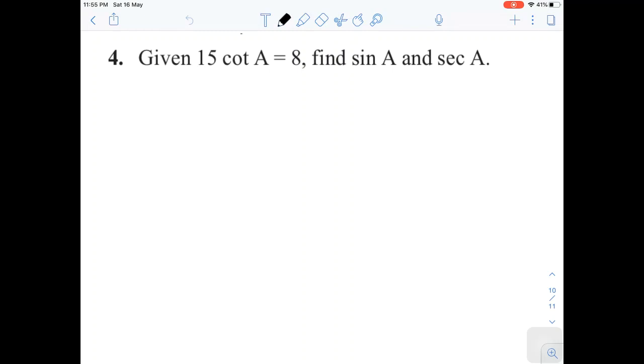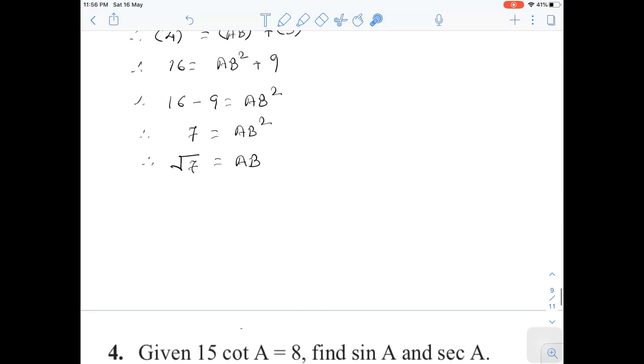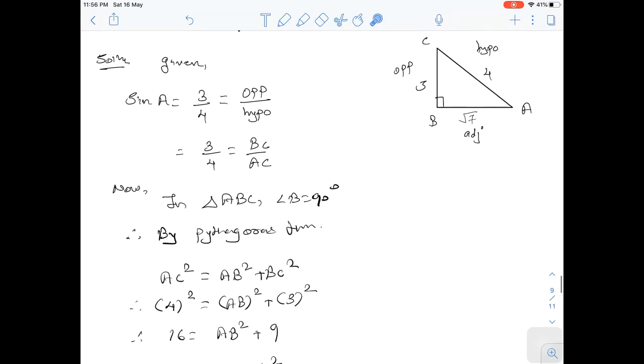Now the first thing is that, let us write 15 cot A equals 8. Therefore, we can write it as cot A equals 8 upon 15. Only this change we have to make, and the remaining procedure we have to solve using the same method as we have solved above.